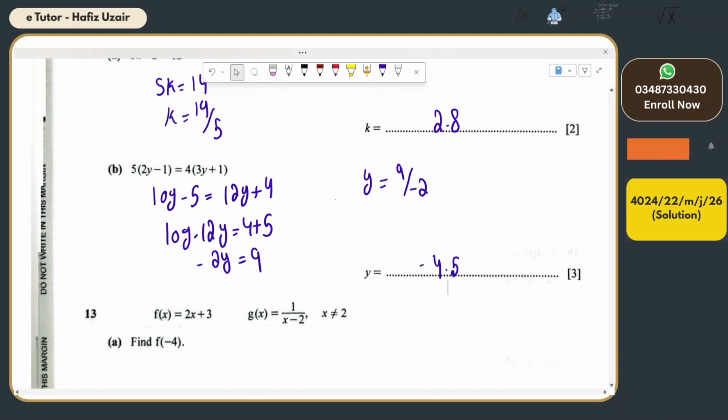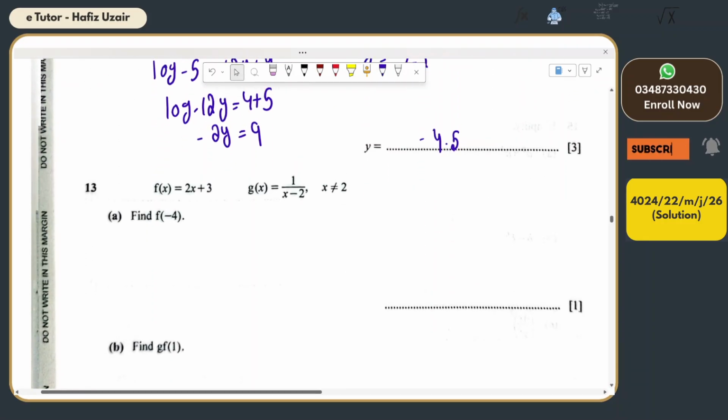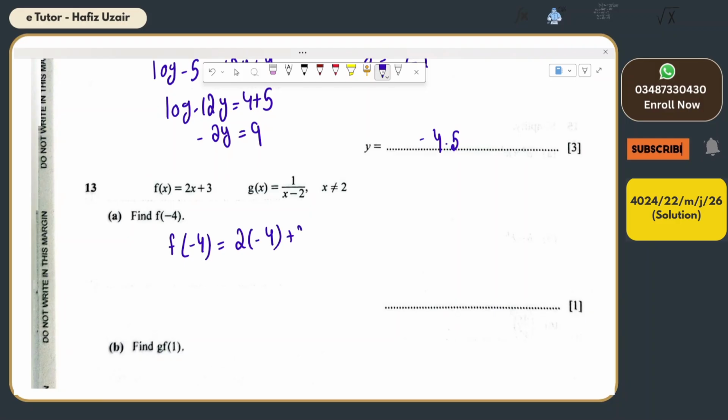Let's do the next part. So we need to do f of minus 4. We have the function f of x, so let's use f of minus 4. This will be equal to 2 into minus 4 plus 3, and that will be equal to minus 8 plus 3. So this will be equal to minus 5.